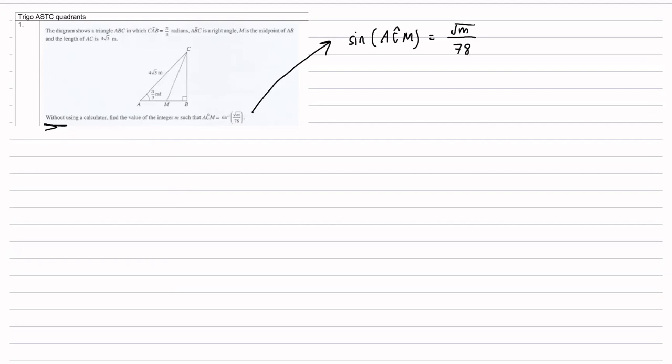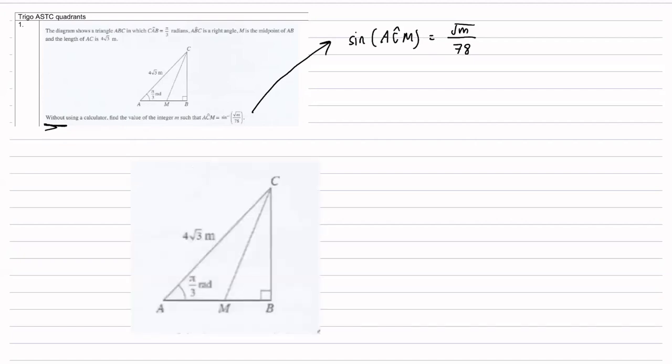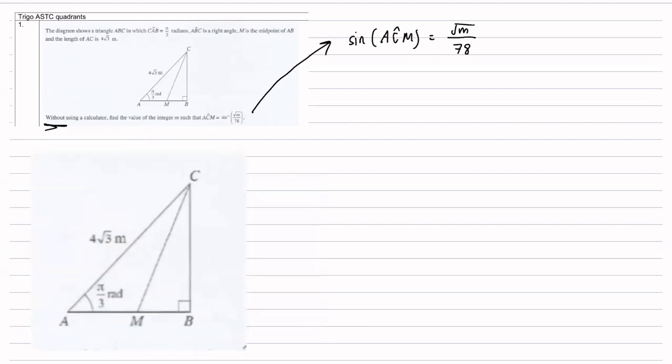Let me copy the triangle first, so I don't need to waste time redrawing. Okay, good. So now this triangle, we know that M is a midpoint. So what's the ratio here? 1:1, right? Is that useful? It might not be so useful. Maybe we'll use it. I'm not sure. Let's think about it. What do we want? Square root m over 78.